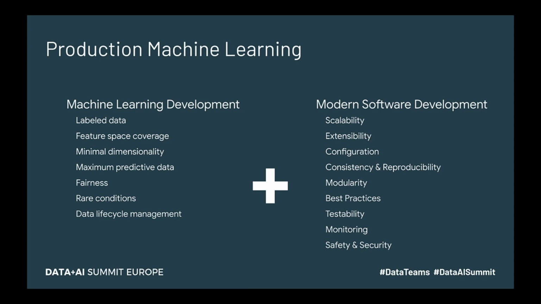But if you're putting something into production, that means you have all the same issues you have with any production software deployment. So scalability, is it extensible? Can I extend this thing? How do I manage the configuration? Is it consistent? Is it reproducible? And have I written it in a modular way? Is it something that I can manage in a modular way? And trying to understand what best practices are and maybe defining what those are for my particular use case.